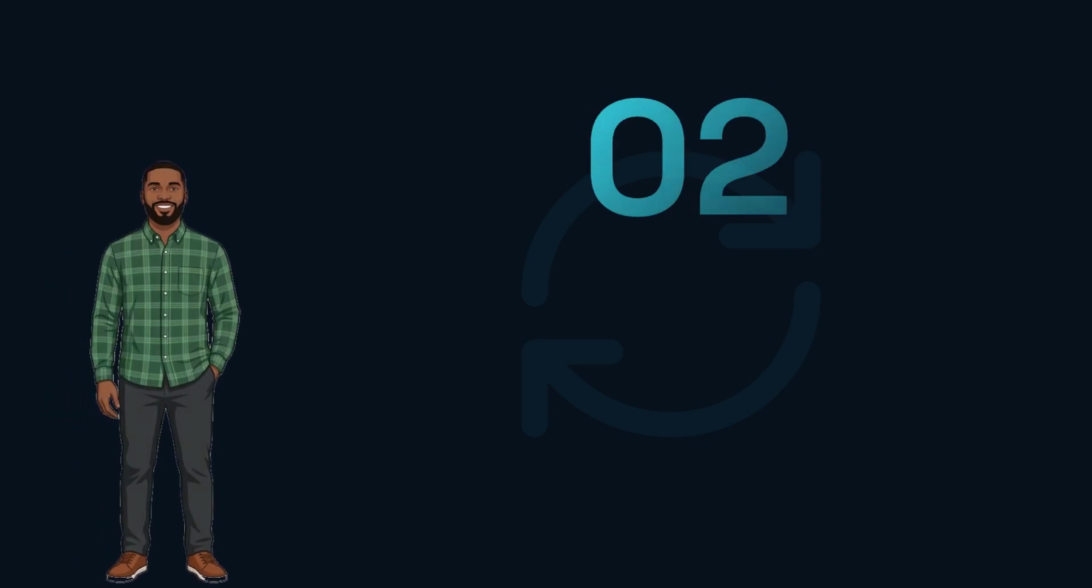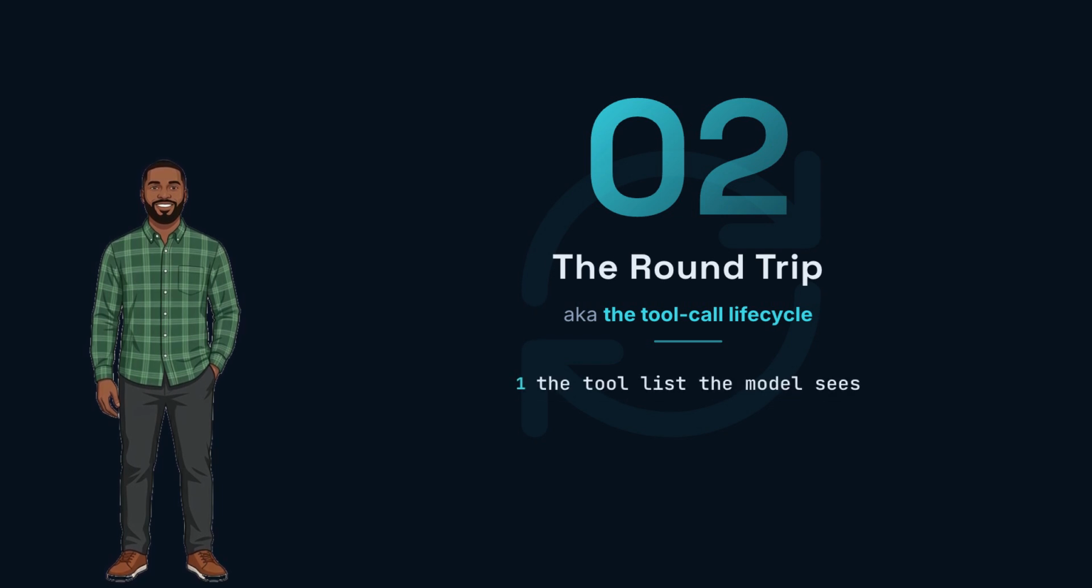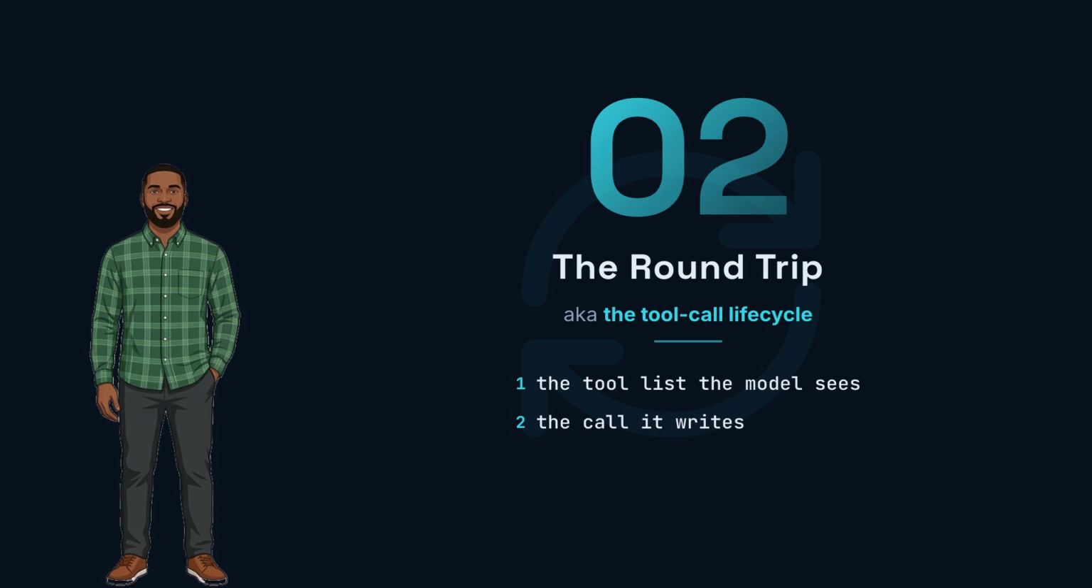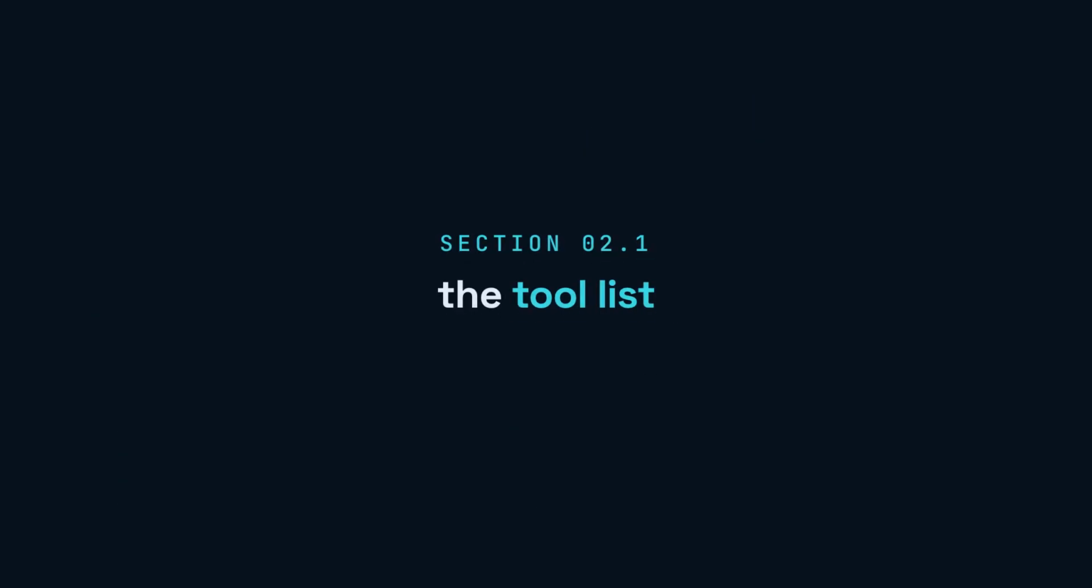Chapter 2. The round trip, also known as the tool call lifecycle. In this chapter, we'll walk through 4 things. 1. The tool list the model sees. 2. The call it writes. 3. Who actually executes it. And 4. How the answer comes back. Section 2.1. The tool list.